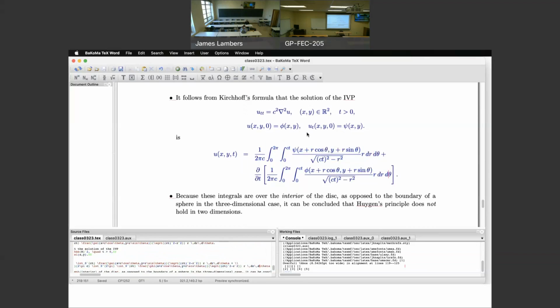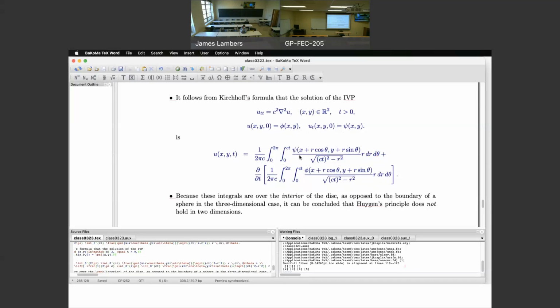But if you look at what's happening with these integrals, this is an integral over the entire disk, r going from the center of the disk out to the edge, and then all angles, 0 to pi in theta. Because it's covering the whole disk, the interior of the circle, unlike the three-dimensional case where it was just over the boundary sphere, Huygens principle does not hold in 2 dimensions. So we do not get a sharp leading edge or sharp trailing edge in this case.